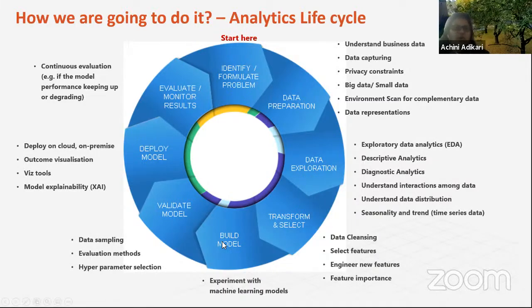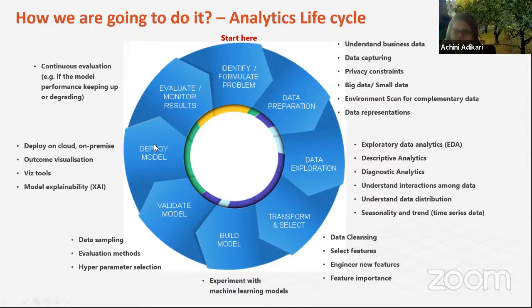We need to build not only one model, we need to build a couple of models and see which one is the best. That comparison happens here. Once you build the model, you need to validate it. We can't just deploy the first model that we create. We need to create multiple models, test them, see what the validation is, and select the best model. Once we select the best model, we need to deploy it in a way that it can be consumed by the stakeholders. It can be a deployed solution or a visualization.